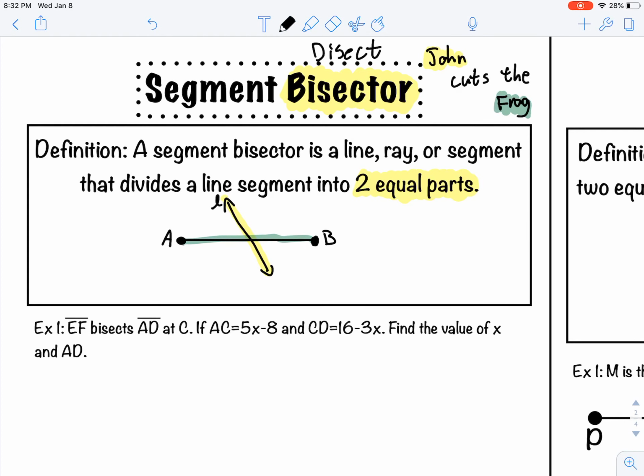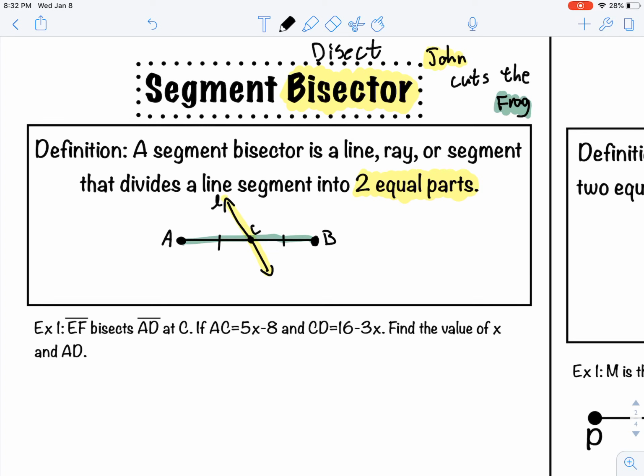And when we know that it's getting cut into two equal parts, we can use a symbol to say that these two smaller parts that we have are equal. So we can use a tick mark like this to show that they're equal. And let's say that they intersect right here at point C. So now we have these two smaller segments that are getting cut by this line L at point C.